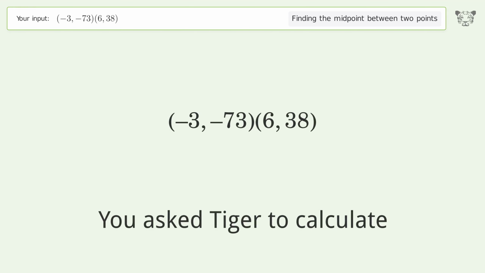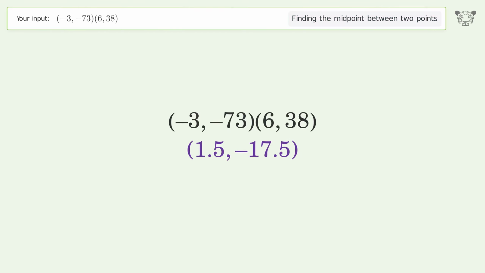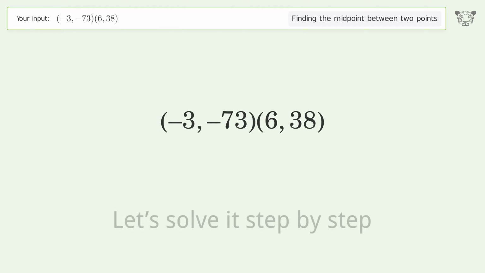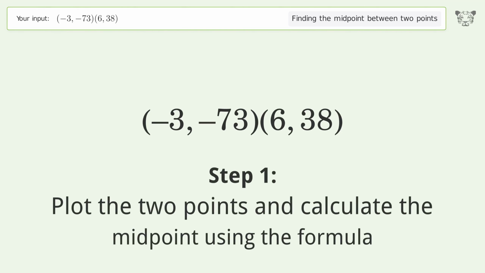You ask Tiger to calculate. This deals with finding the midpoint between 2 points. The midpoint between the 2 points is 1.5, negative 17.5. Let's solve it step by step. Plot the 2 points and calculate the midpoint using the formula.